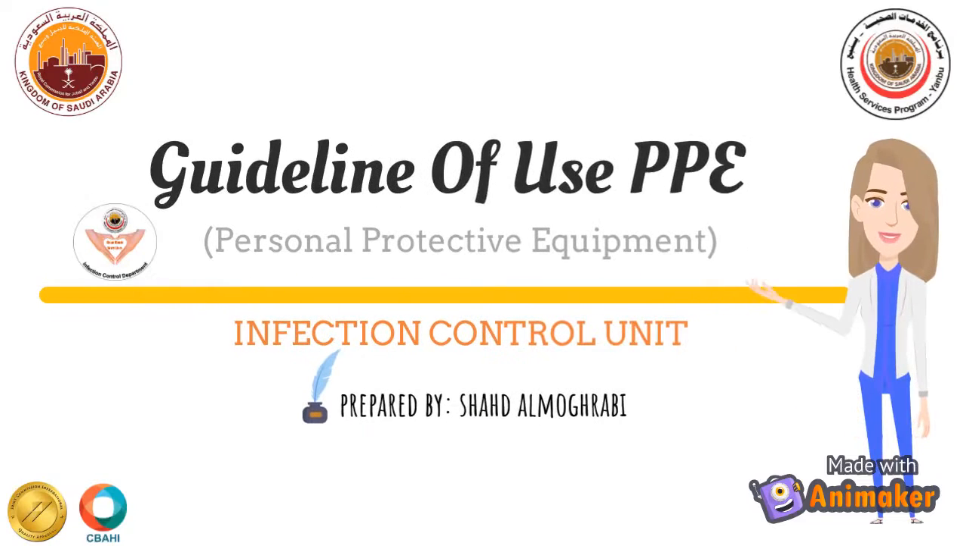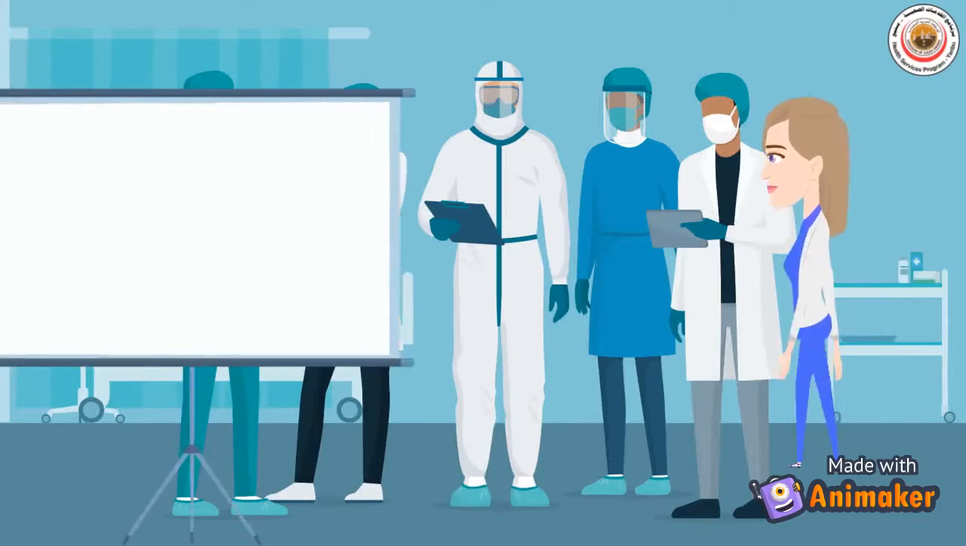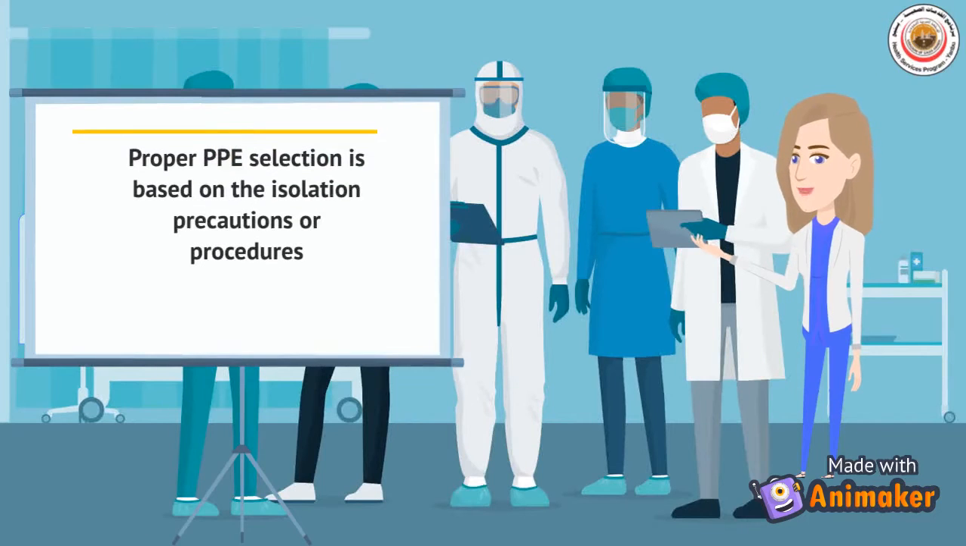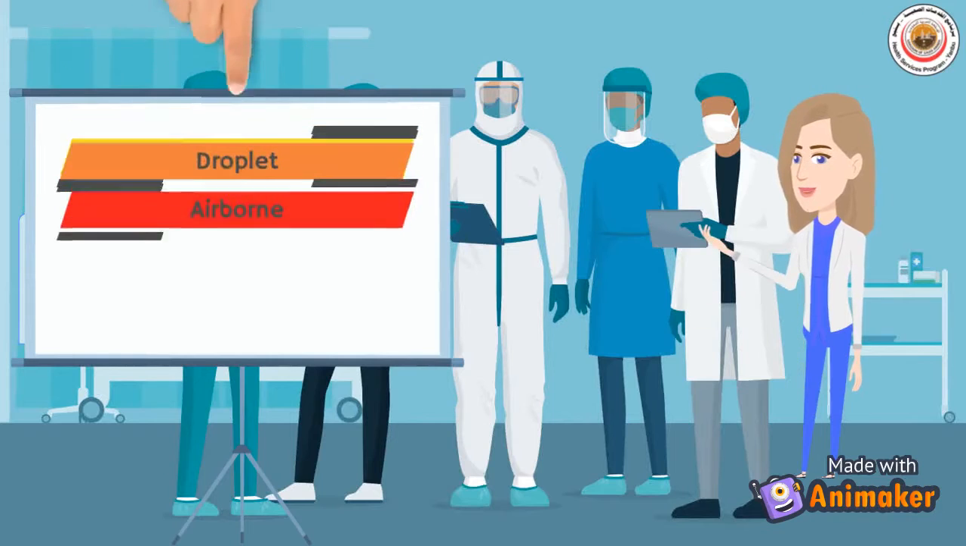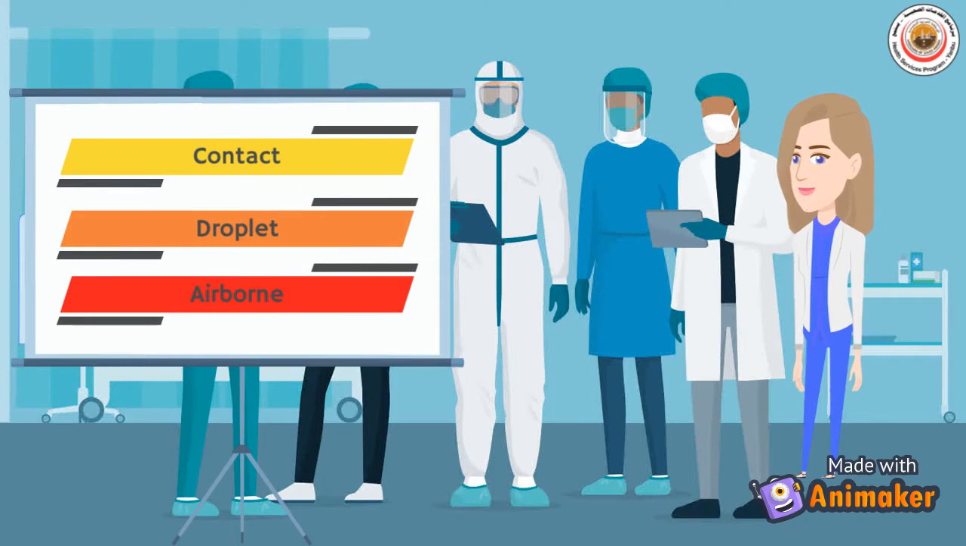Guideline of use PPE. Infection Control Unit. Proper PPE selection is based on the isolation precautions or procedures. We have contact, droplet, and airborne isolation.